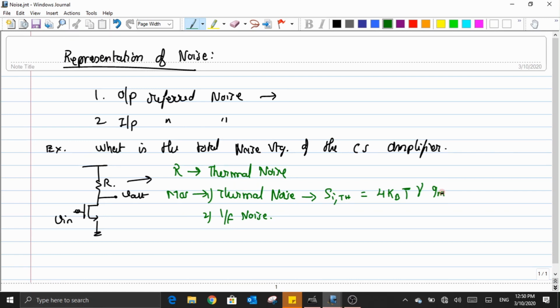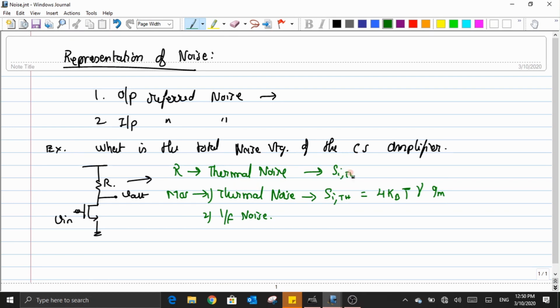Am I right? So what is the value of gamma when the transistor is in saturation regime? 2/3. If the transistor is biased in a triode region, then this gamma will take a value of 1. Clear? Now similarly, I could represent the thermal noise of a resistance in terms of a current component.